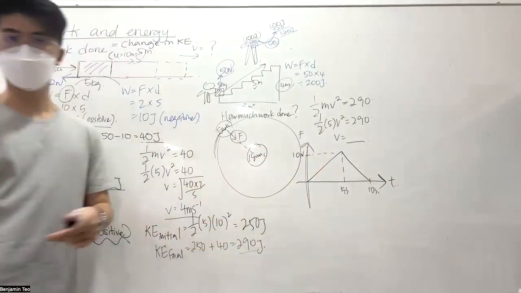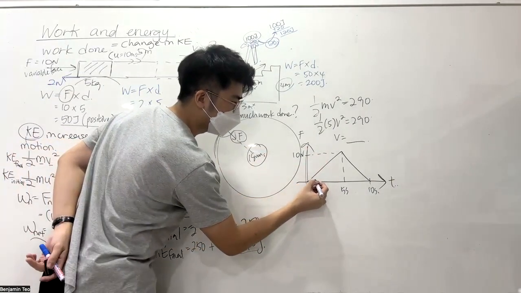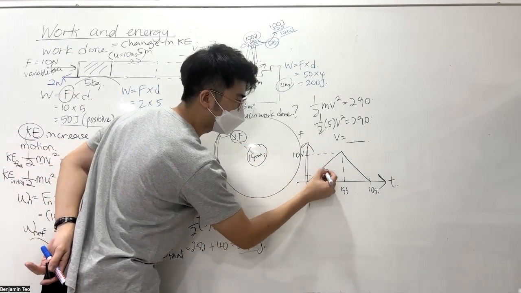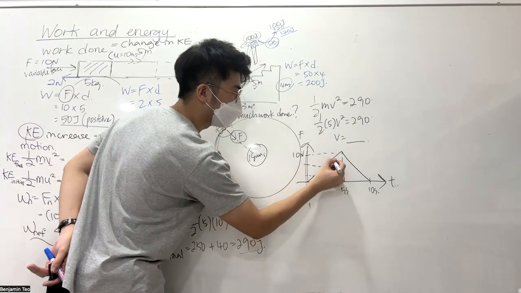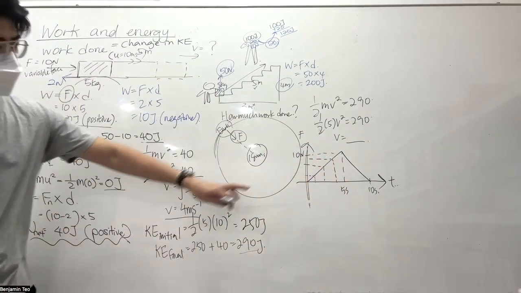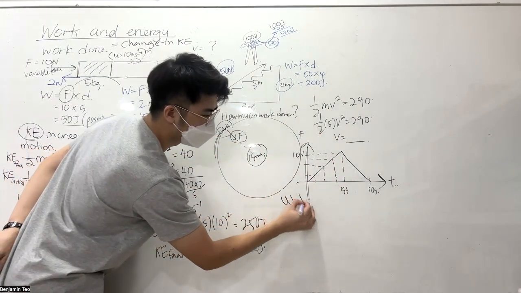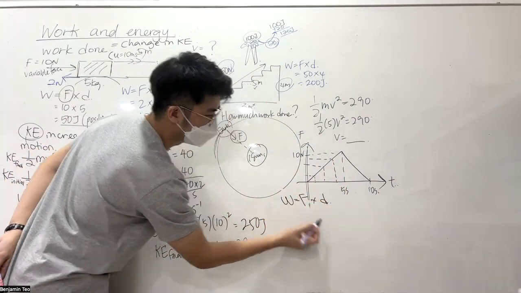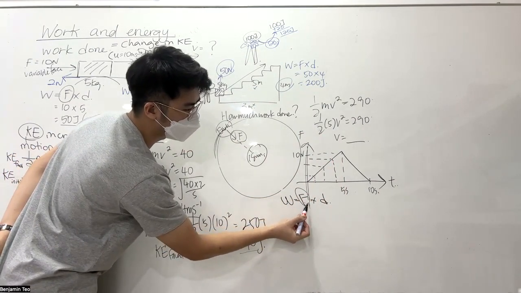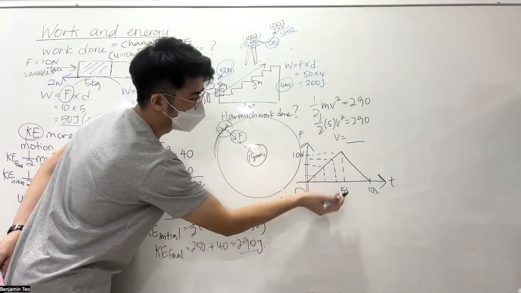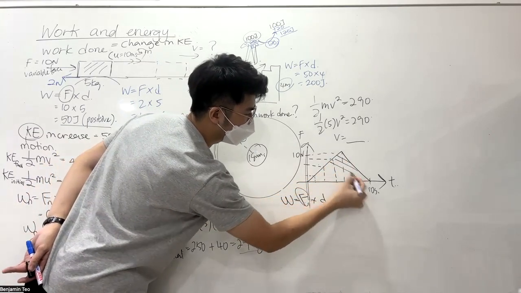There are so many values of force here. At this time, I'm applying this force. At this time, I'm applying this force. This time, I'm applying this force. The force keeps changing. Work done is calculated by force times distance. How do I calculate this one? Just one value. So I will take the entire area of the graph.